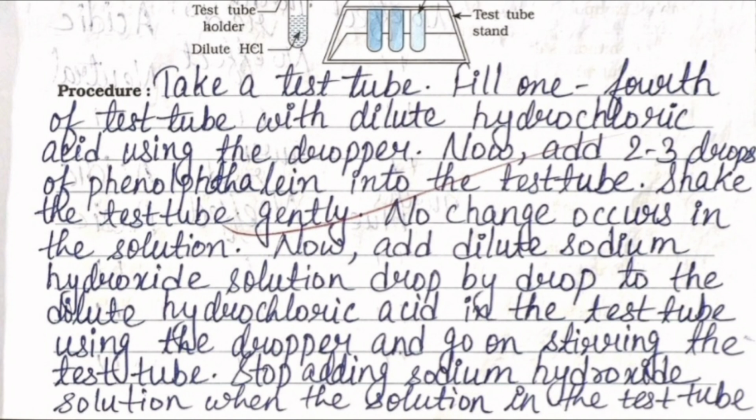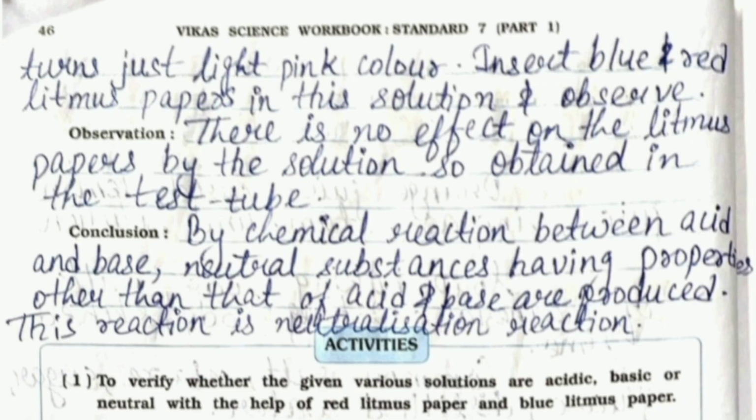Now add dilute sodium hydroxide solution drop by drop to the dilute hydrochloric acid in the test tube using the dropper and go on stirring the test tube. Stop adding sodium hydroxide solution when the solution in the test tube turns just light pink in color. Insert blue and red litmus papers in this solution and observe. The observation is, there is no effect on the litmus papers by the solution so obtained in the test tube.